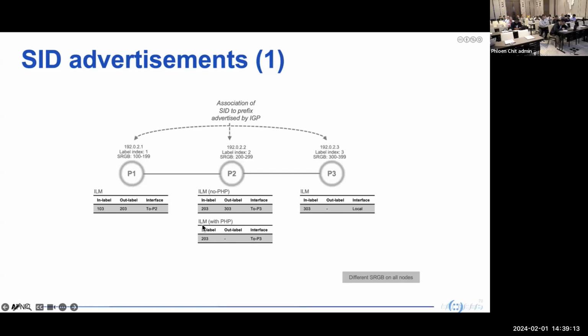Finally, when they are coordinated, P1 will say, my in label is 103, but when I send to P2, P2 is expecting 203. And then P2 says that my label is 203, but when forwarding to P3, it is expecting 303. Basically, the label is calculated instead of being an absolute value like in the previous example.